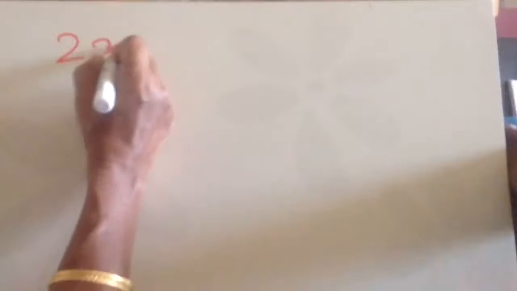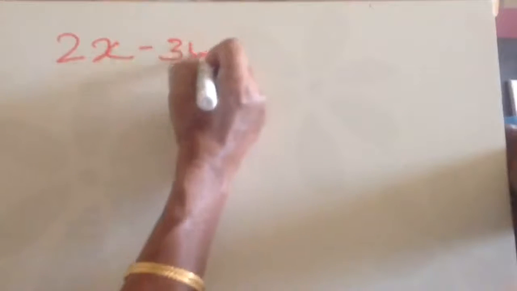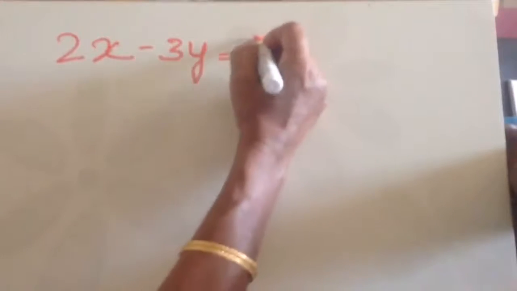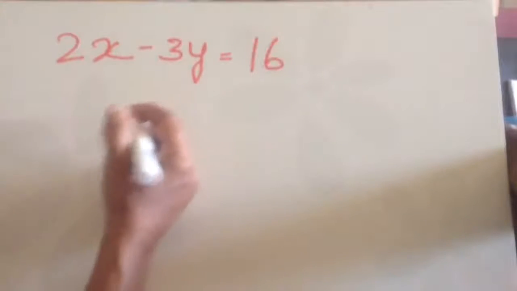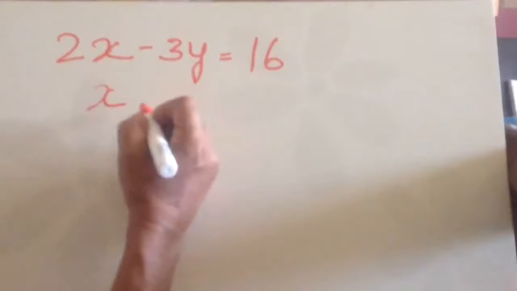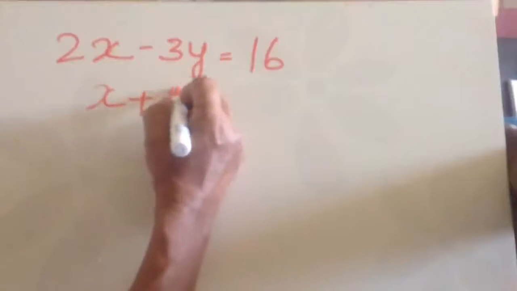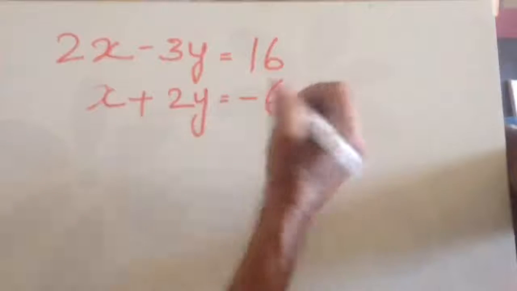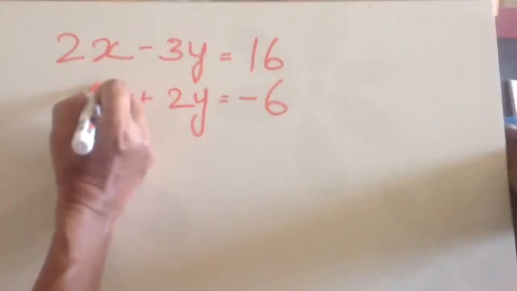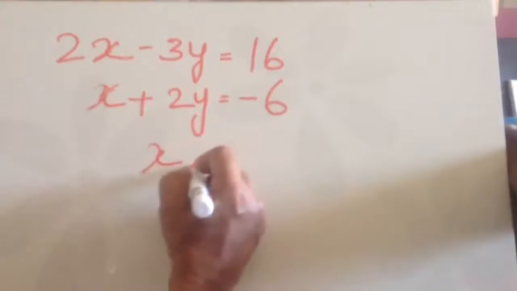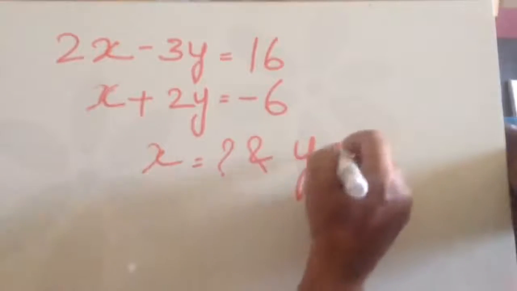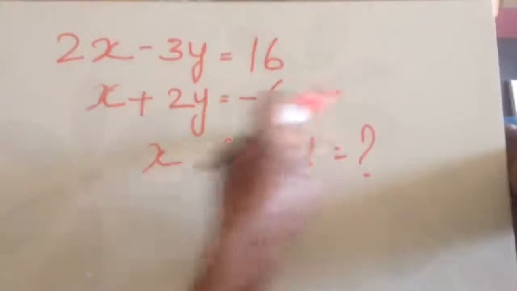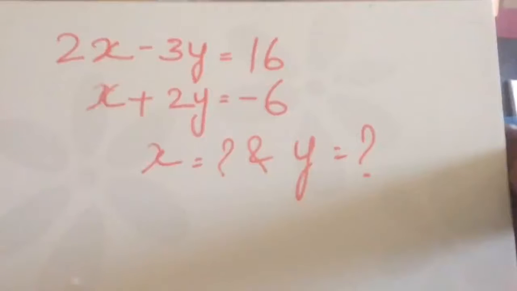This is the simultaneous equation which we are going to solve. It is 2x minus 3y is equal to 16. The other equation is x plus 2y is equal to minus 6. Now we have to find the value of x and y from these two given equations.